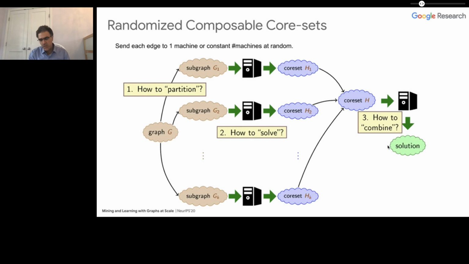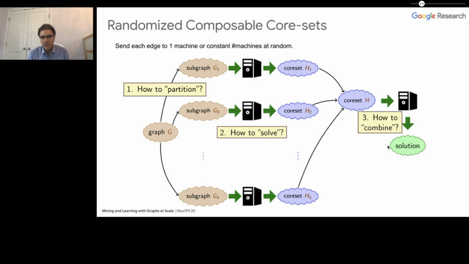Next, let me tell you about another technique that is very useful. It's the idea of randomized composable coresets. Let's say we have a graph that does not fit on a machine. It would be nice if we can divide the graph into k pieces and then compute a core solution in each piece, in each machine. And then combine these solutions, compute another small instance, and then solve the problem on this instance. This is what we call the randomized composable coreset algorithm.